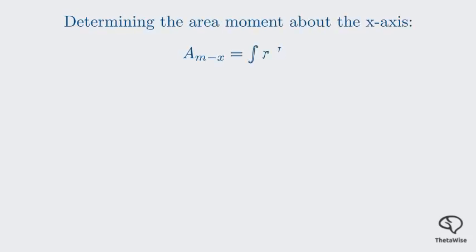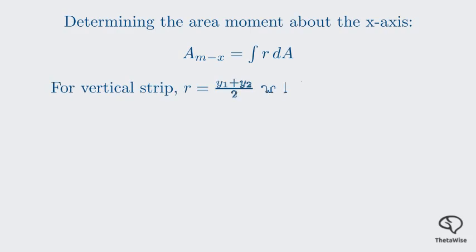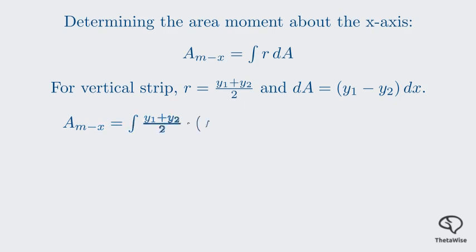Now we need y bar, which means we must first calculate the area moment about the x-axis. A sub mx is the integral of r times dA. For our vertical strip, the distance r from the x-axis is y1 plus y2 over 2. The dA is y1 minus y2 dx. So we integrate 1/2 times y1 plus y2 times y1 minus y2.